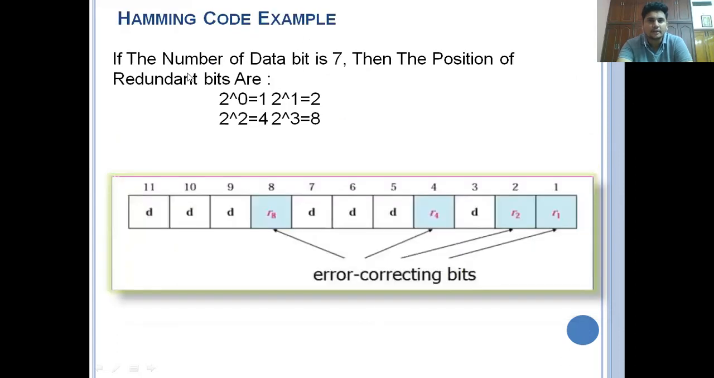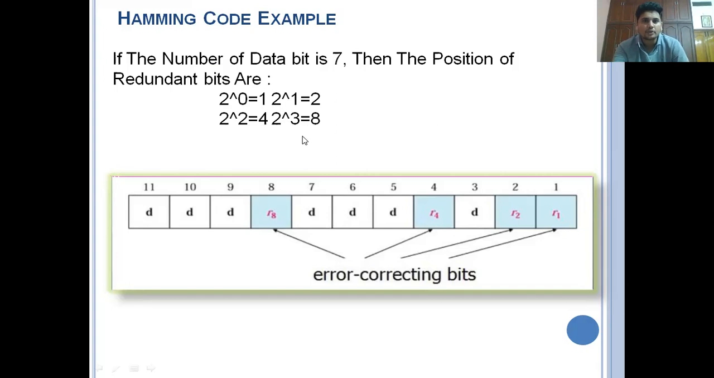Hamming code example. If the number of data bits is 7, then where do we have to place the redundancy bits? How does the system identify the redundancy bits? We already discussed that along with the original data, it sends some redundancy bits to identify the errors. Where we have to put those redundancy bits: 2 power 0, which is 1, 2 power 1, which is 2, 2 power 2, which is 4, and 2 power 3, which is 8.